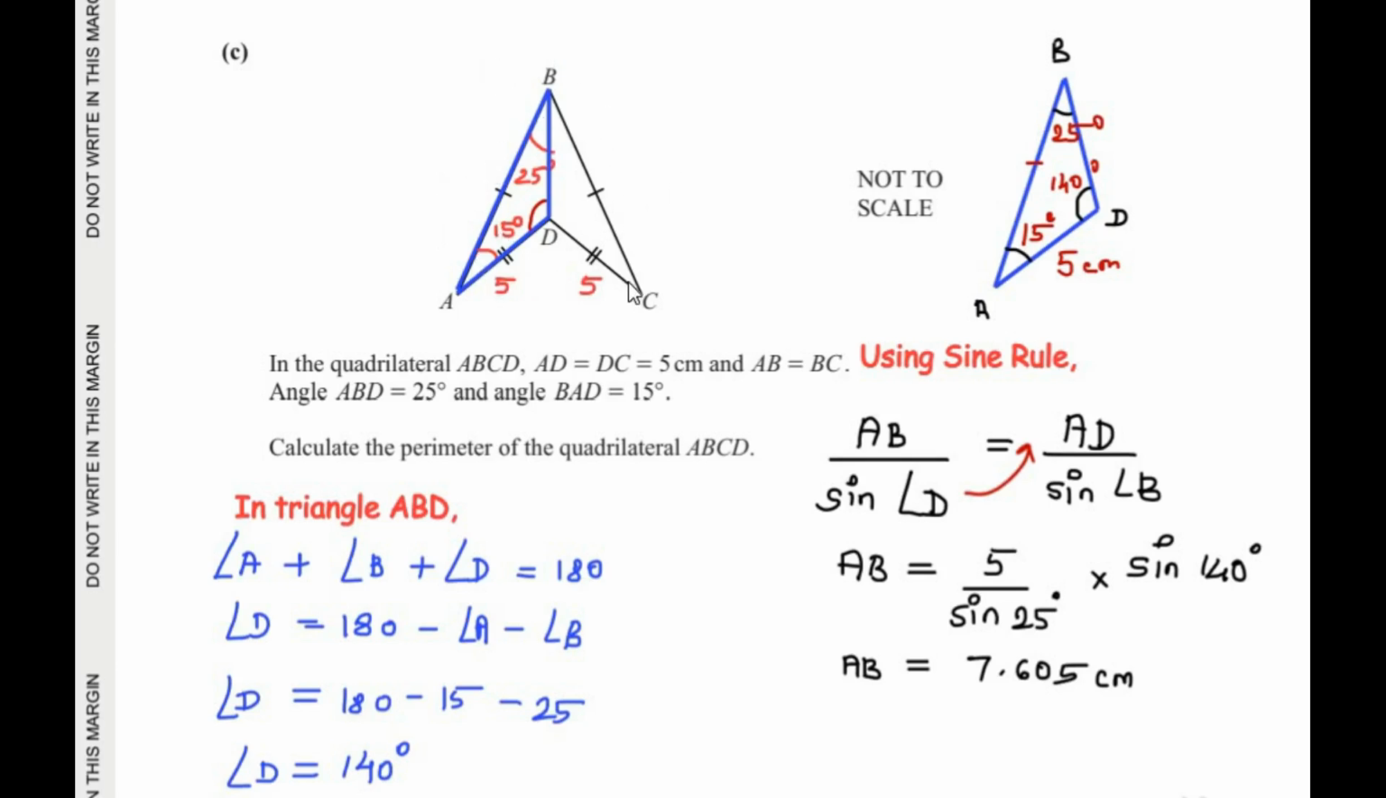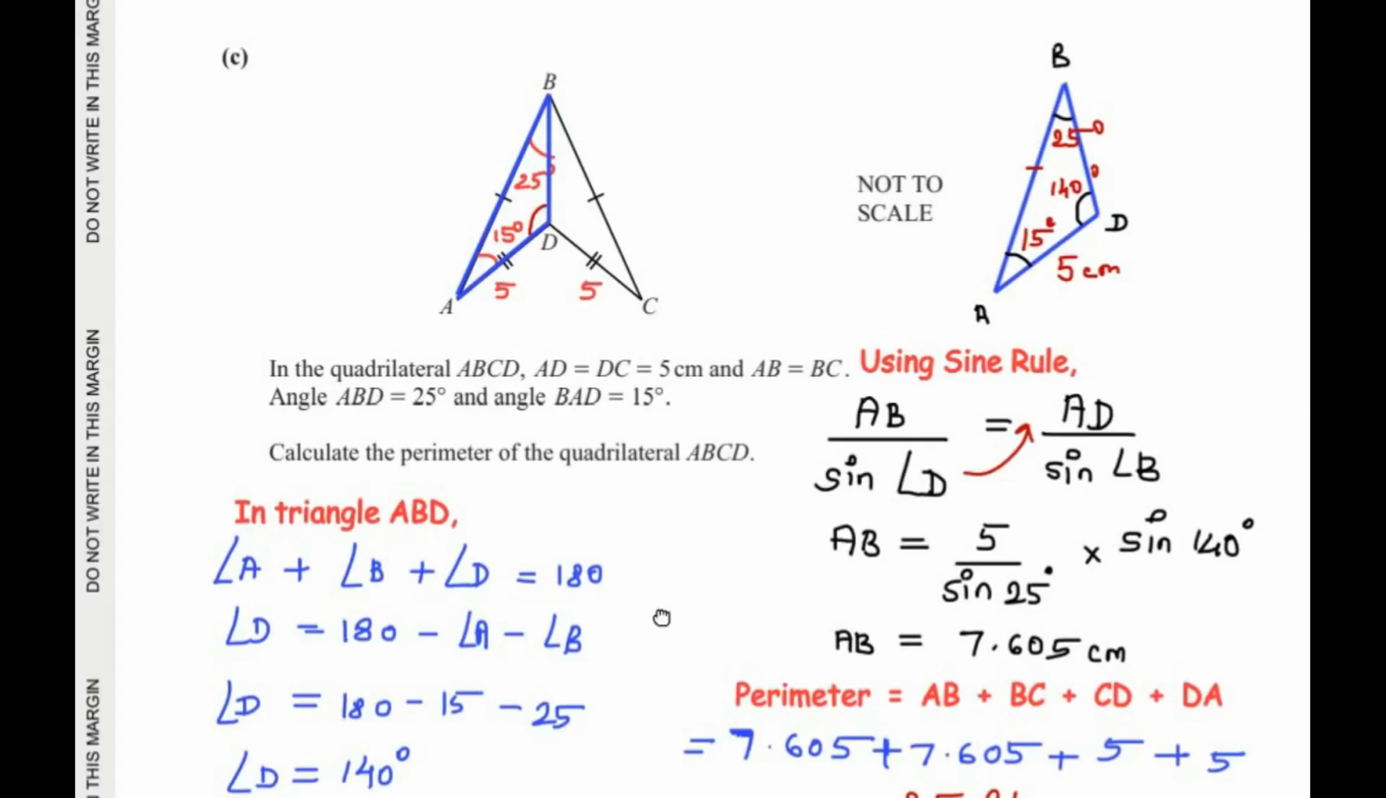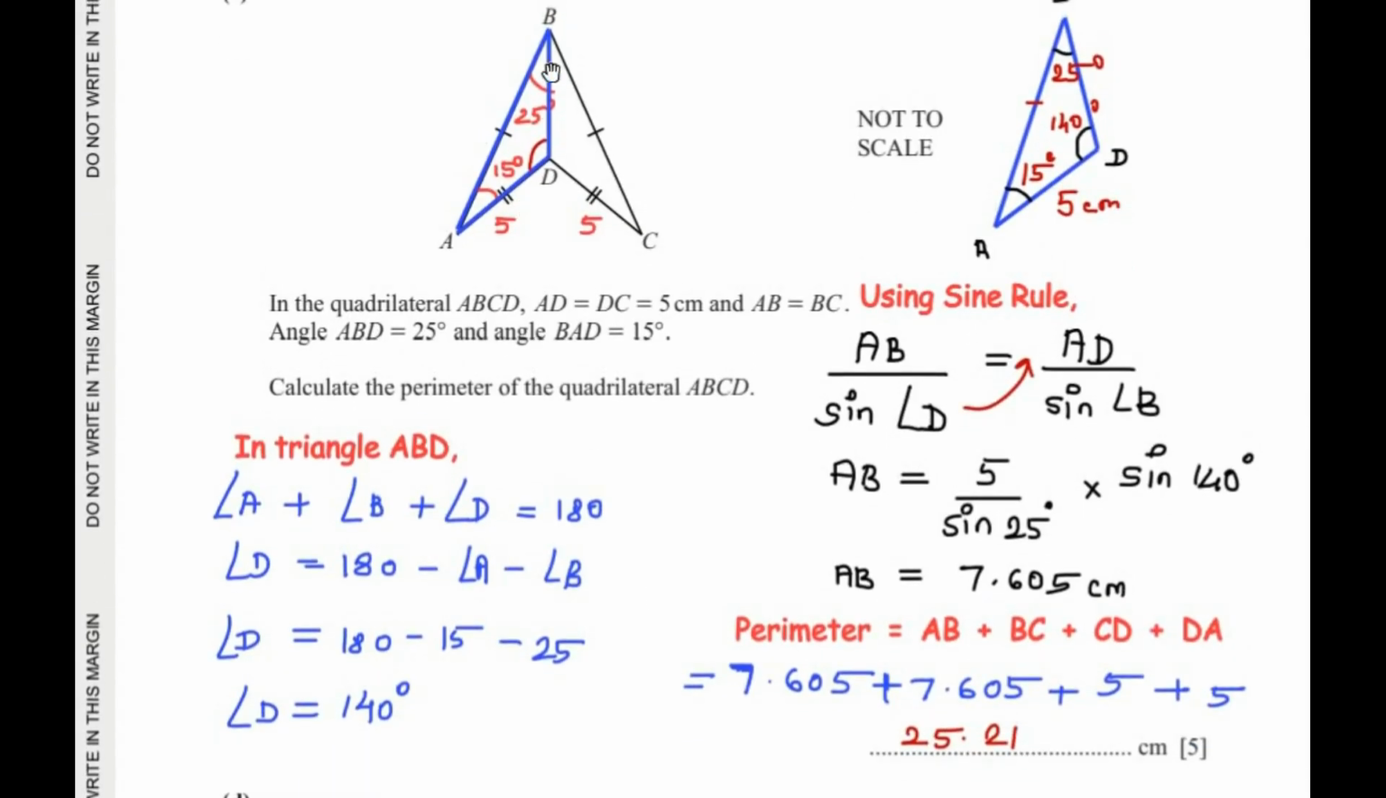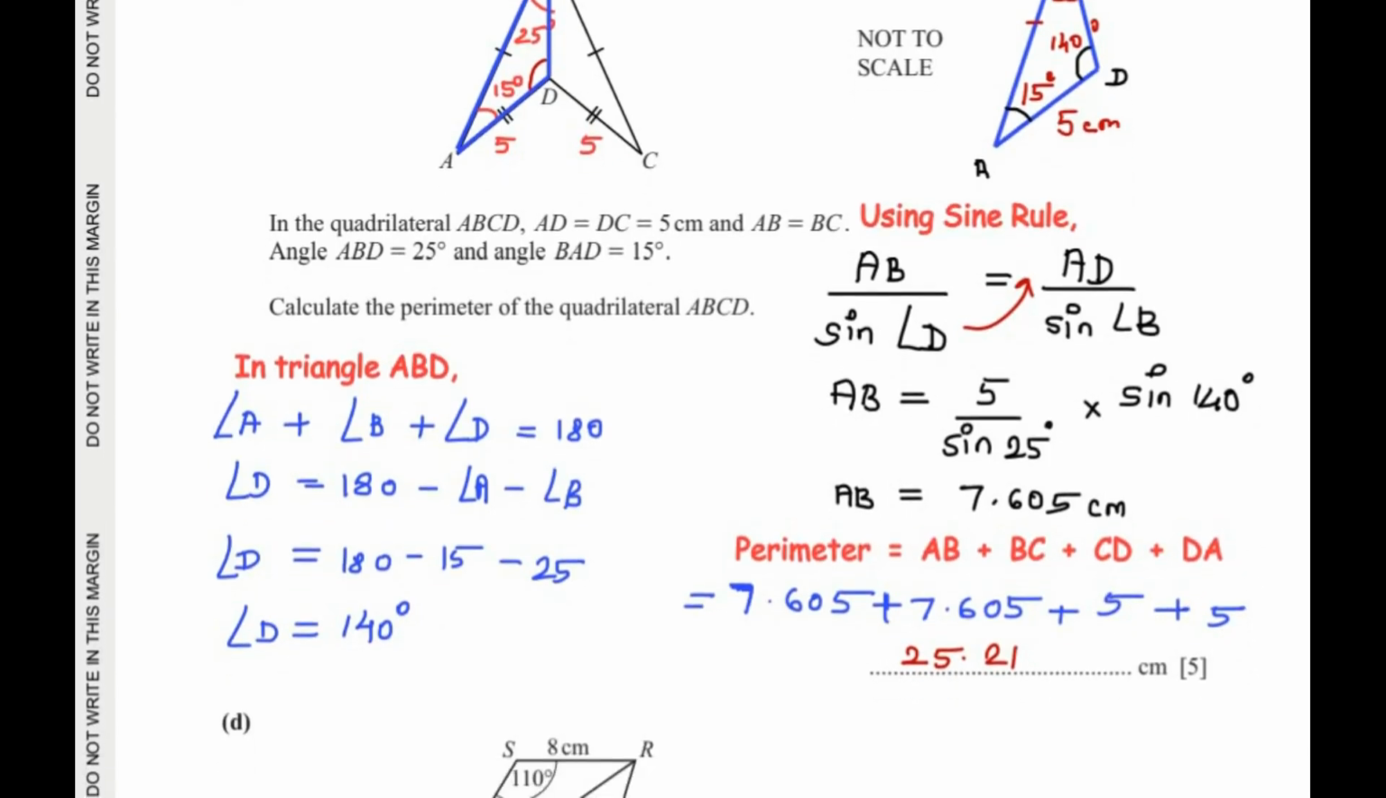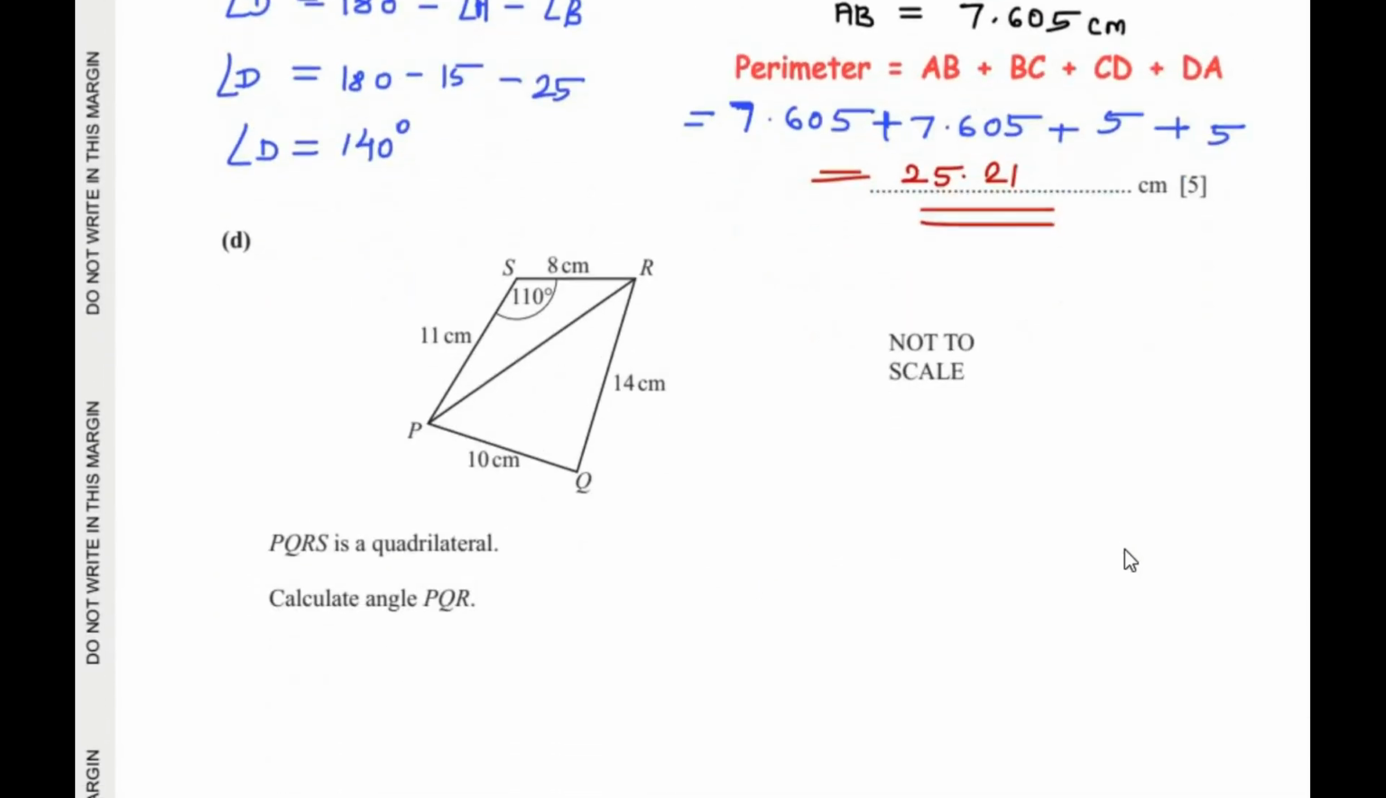So here we are going to write the perimeter as perimeter is equal to the side length AB plus BC plus CD plus DA. AB and BC values are same. So we have written here 7.605 plus 7.605 plus the length of CD is 5 and length of DA is 5. So when we add all these numbers together, we get the perimeter as 25.21 centimeter. So this is its value. Now moving on to the D sub question.